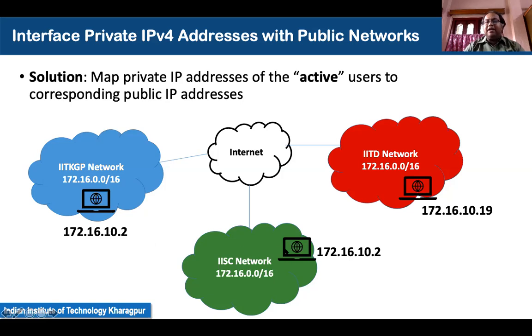And at the same time, another active user at the IISc network has the same IP address 172.16.10.2, which is always possible. Now, the idea is that when these active users are going to communicate over the internet, we are going to assign a public IP to those active users. So when this active user within the IIT Kharagpur network, which has the private IP of 172.16.10.2, wants to send a data packet to the outside internet, it has been assigned a public IP 202.141.81.6.